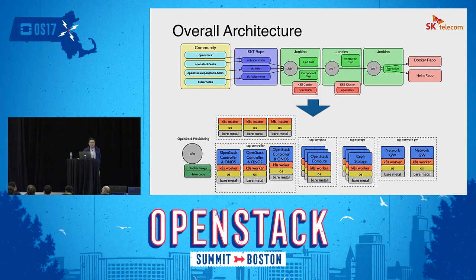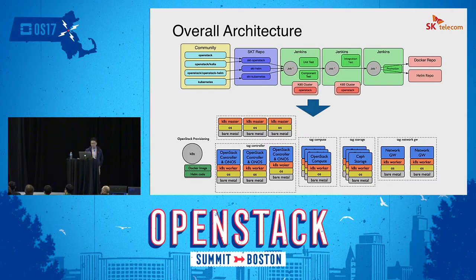We have been putting most of our resources into setting up these pipelines. And then we have the deployment in the lower diagram, showing that we want to put OpenStack and ONOS and compute nodes and SAP storage and some of the network gateway on top of Kubernetes.